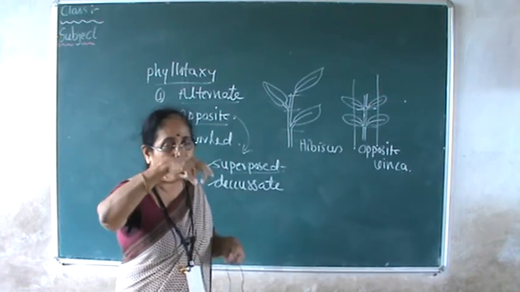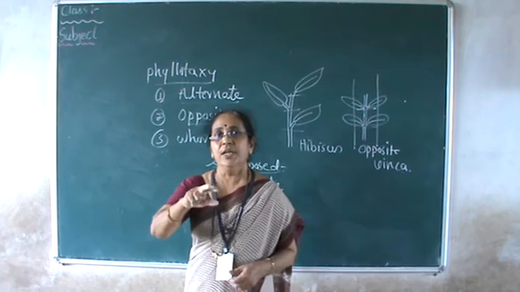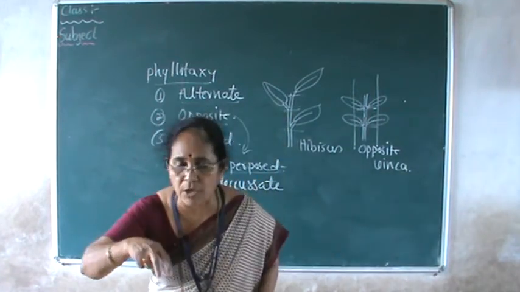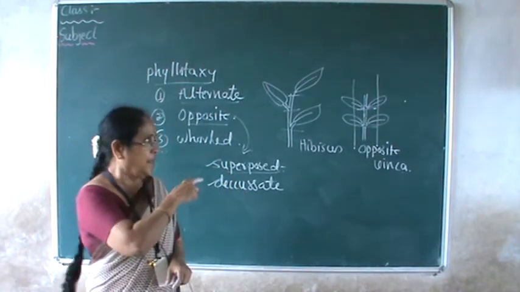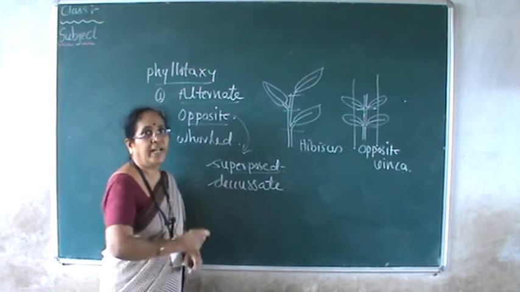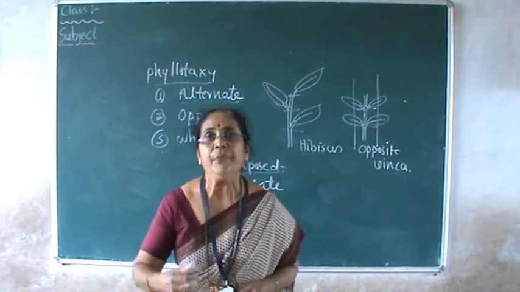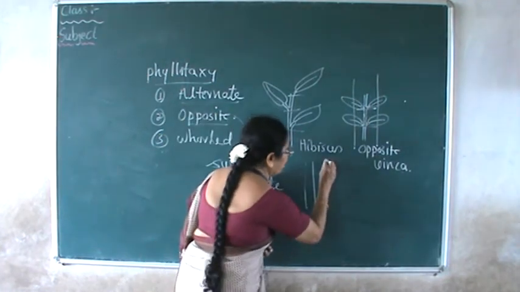If you look from the top, Tulsi is an example and Calotropis is an example. All of you have Tulsi at your home. Check the Tulsi plant and observe it from the top. Even Vinca rosea is an example for opposite superposed decussate phyllotaxy. Calotropis is a good example. If you observe the plant from the top, you will get four distinct rows of leaves.